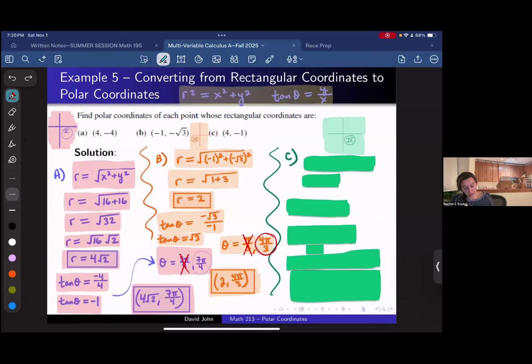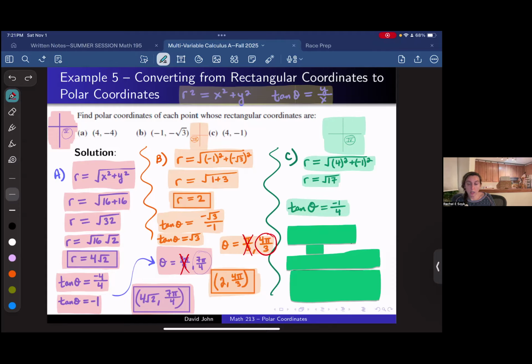Our r is going to be the square root of 4 squared plus (negative 1) squared, which is just 16 plus 1, which is 17. So r equals square root of 17. And now our tan theta is going to be our y over x, which is negative 1 over 4.